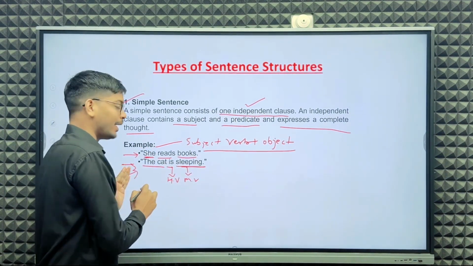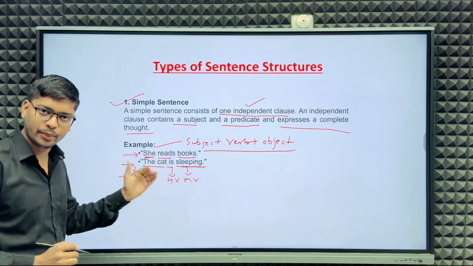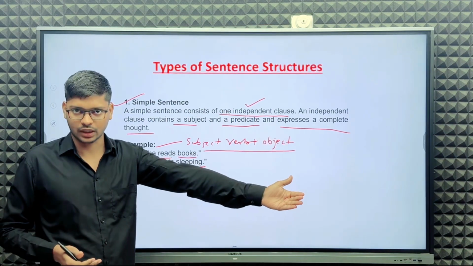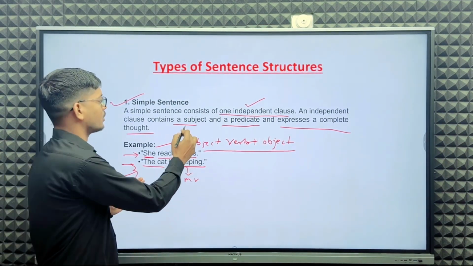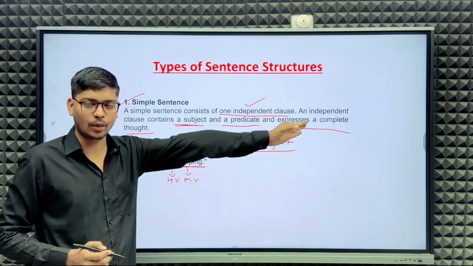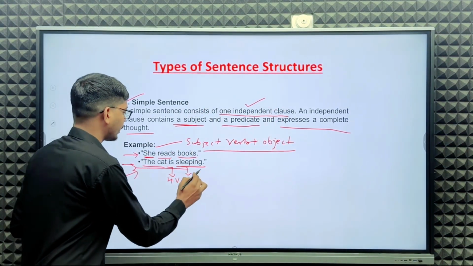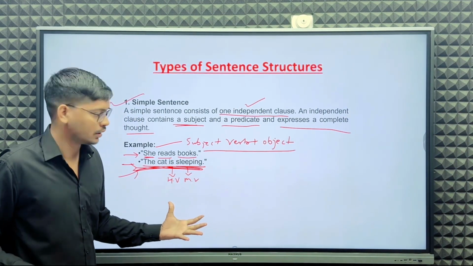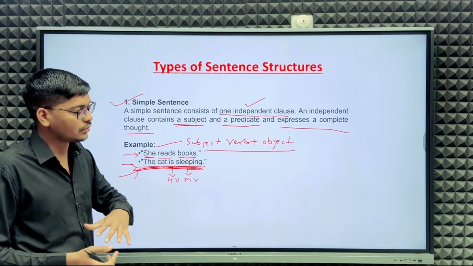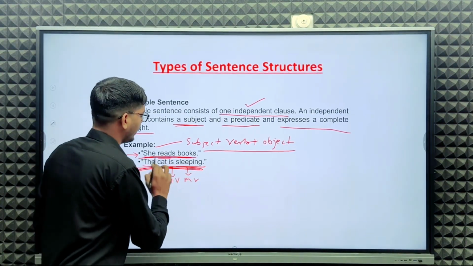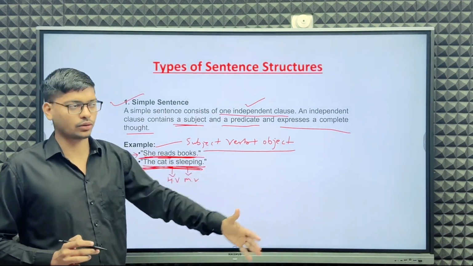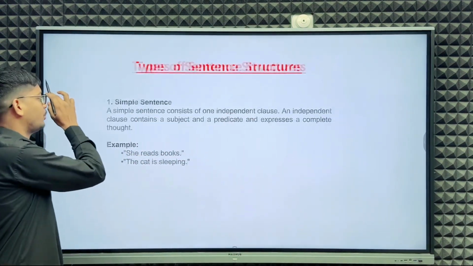This sentence is an independent clause because it does not depend on other clauses. There is one subject, one predicate, and it expresses a complete thought. The cat is sleeping, a complete thought. She reads books, a complete thought. Not dependent on other clauses. Okay, so let's move on to the next type.